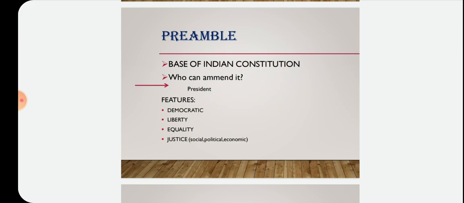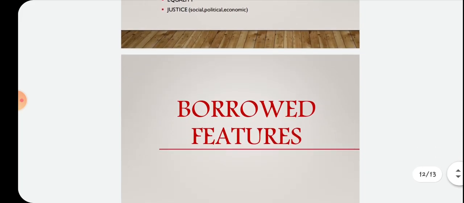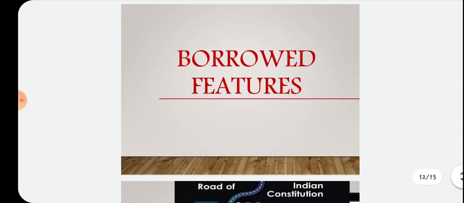And what is liberty? Liberty means speech and expression, belief, and faith of worship. All of this comes under liberty. Justice: you all know what justice is, you all know what the judiciary is, the body which serves justice according to the law made. Yes. The next thing is the borrowed features, or the sources of the Indian constitution.